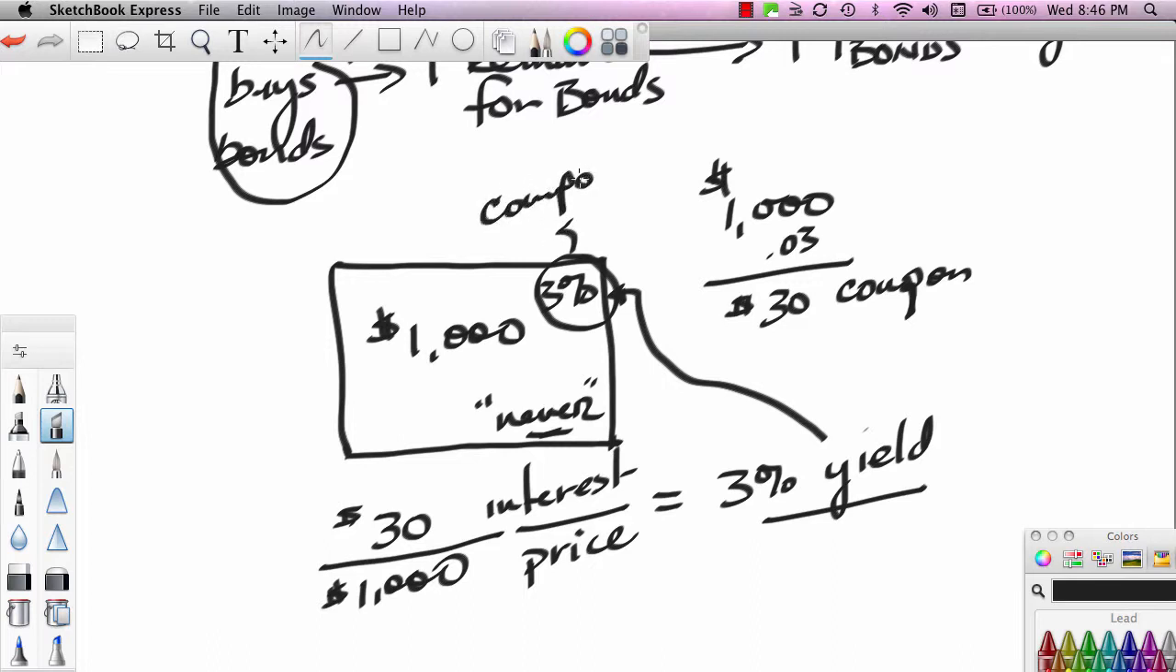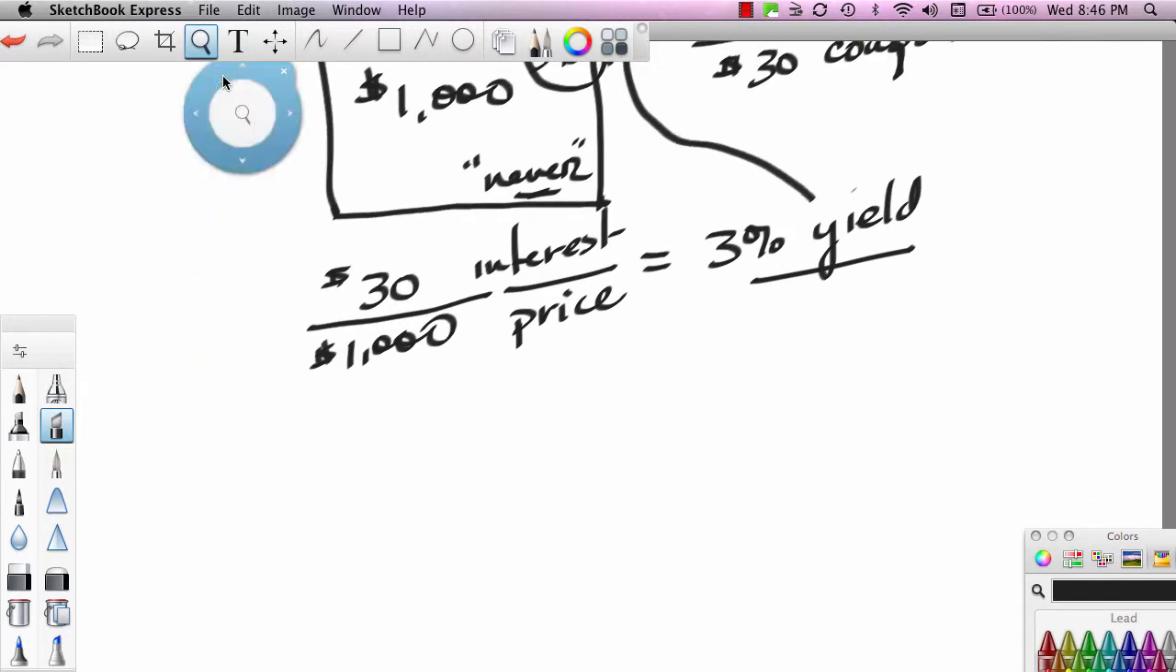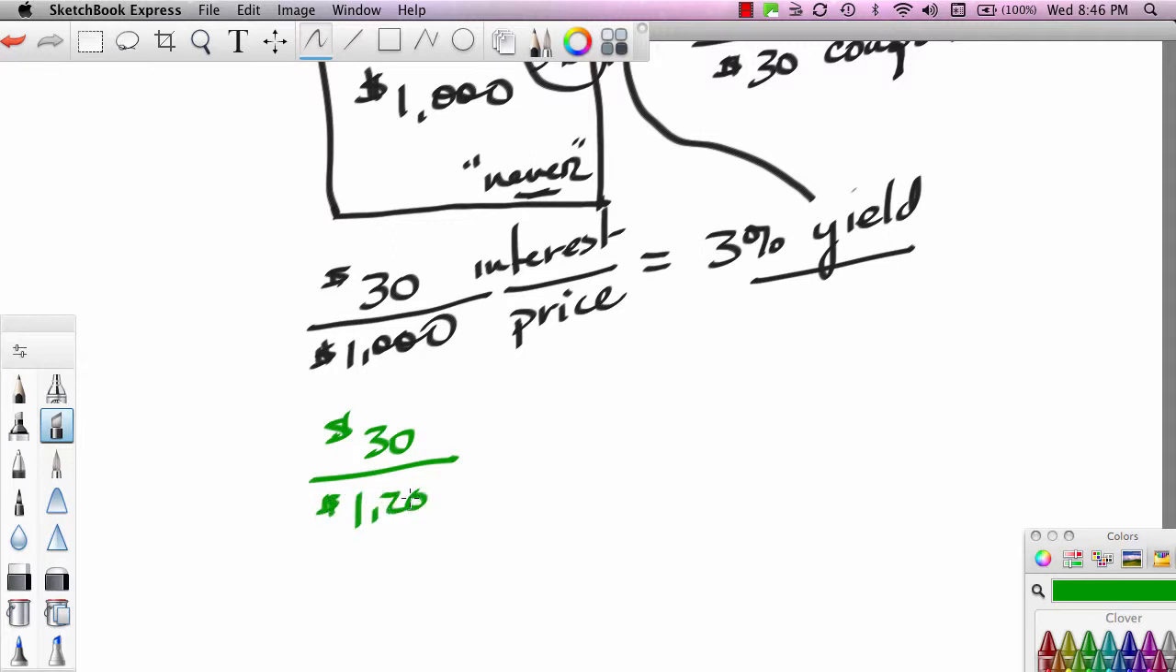We talked about these concepts in segment 1, so I'm not going to spend a lot of time reviewing them. Now, let me show you something. This is kind of the key point. Say the price of the bond goes up to $1,200. So the bond is still paying $30 a year, but the seller of the bond is able to sell the bond now for $1,200. Well, that bond is no longer yielding 3%.